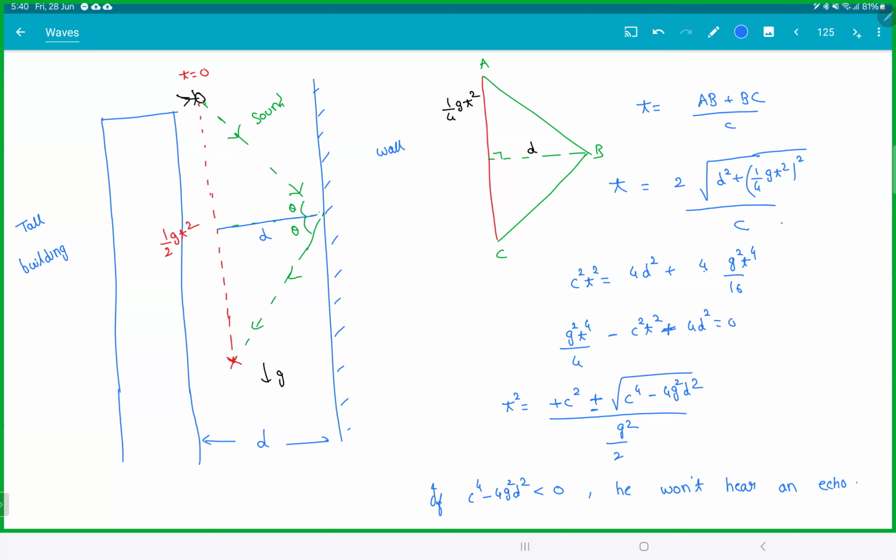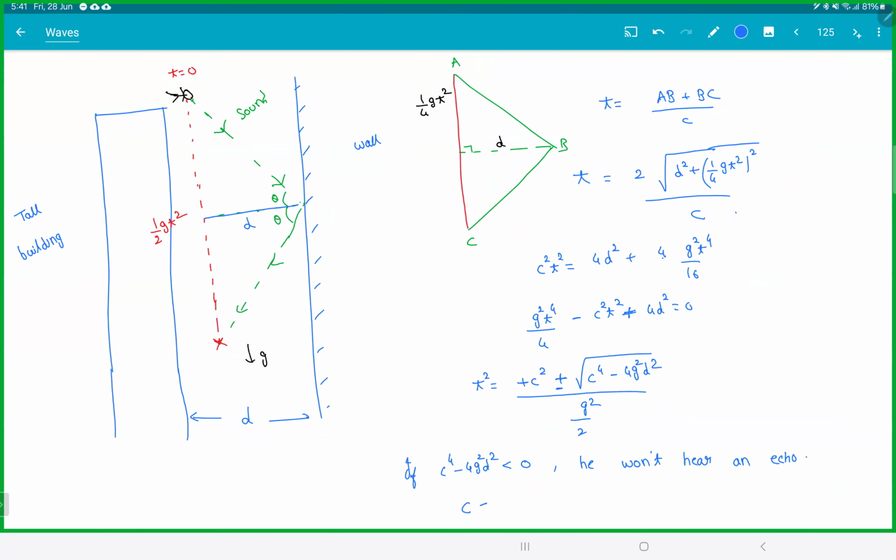Clear with this? Like I said, it's mostly a kinematics question. But the main thing here is that this sound will behave according to the principle of reflection. And like we thought there'll be only one answer, but it is possible to get two answers. And if c square becomes equal to 2gd, you'll hear only one echo. If it is less than that, you will not hear any echoes. So this is c less than root 2gd. This is the condition for not hearing an echo. All clear with this? Yeah, so mostly a kinematics thing. Next one. Any doubts on this?